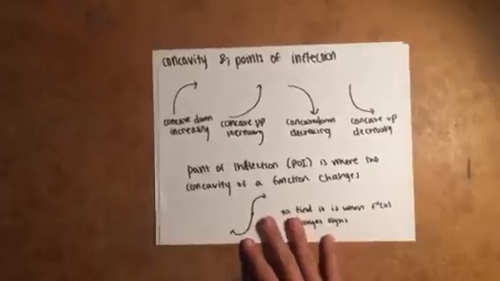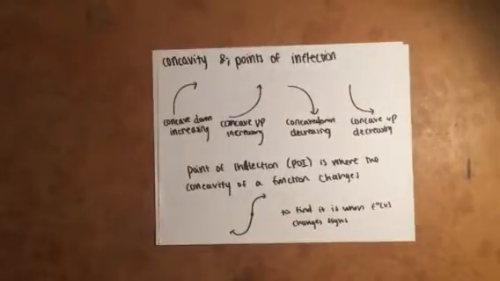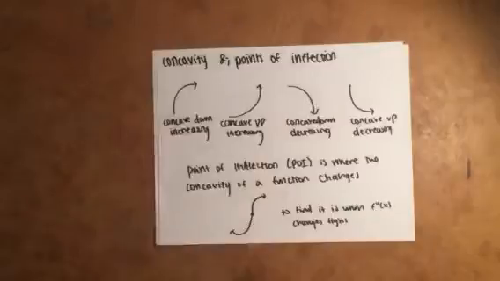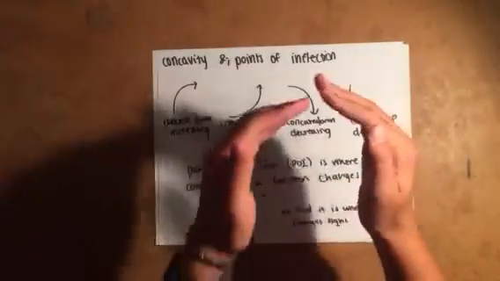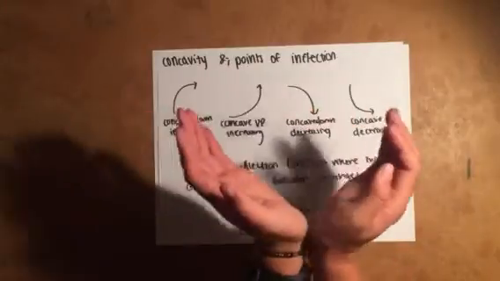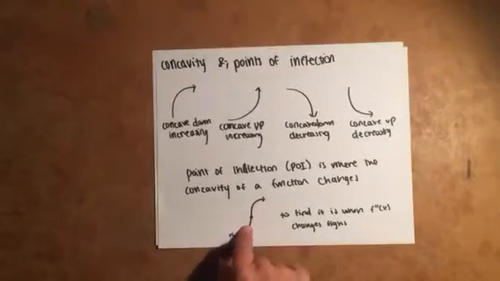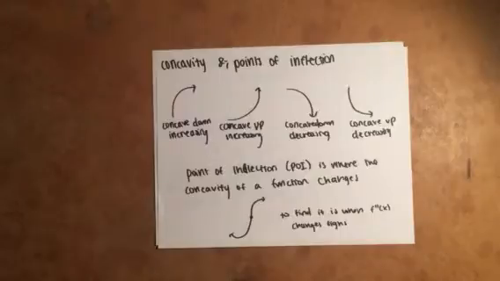Next, I'll talk about concavity and points of inflection. There's 4 different types of concavity. There's concave down, increasing, concave up, increasing, and concave down, decreasing, and concave up, decreasing. The point of inflection is where the concavity of a function will change, like this. And in order to find it is where the second derivative of a function changes signs, or when the first derivative goes from increasing to decreasing or decreasing to increasing.